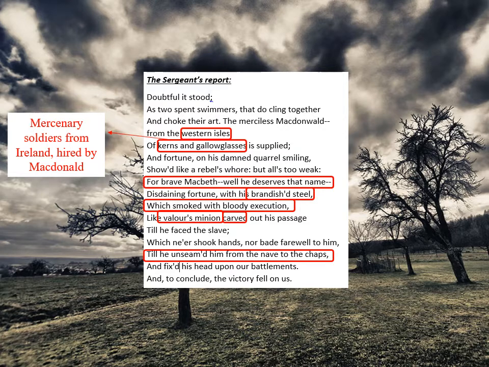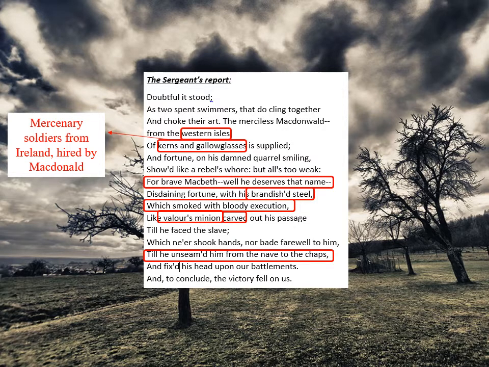The first time he's mentioned, we've got "brave Macbeth." Well, he deserves that name. So he's clearly so much better than everyone else on the battlefield, and obviously his soldiers look up to him. They see him as someone who deserves the name of brave Macbeth. In his hand, we see that he's got "brandished steel." He's not afraid to be someone who gets his weapon out and uses it.